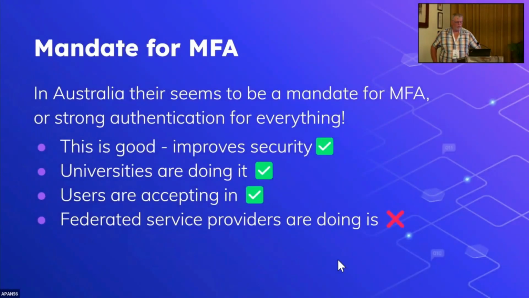So, the mandate for multi-factor authentication. In Australia, there seems to be a mandate for MFA, or strong authentication, for everything and for everybody. And this is good, it improves security. The universities are doing it. They're all jumping on board and going ahead, setting up multi-factor for everything and everyone. And users are in general accepting it. They're quite happy to accept a second factor and see the benefits in doing it for their own security and privacy.